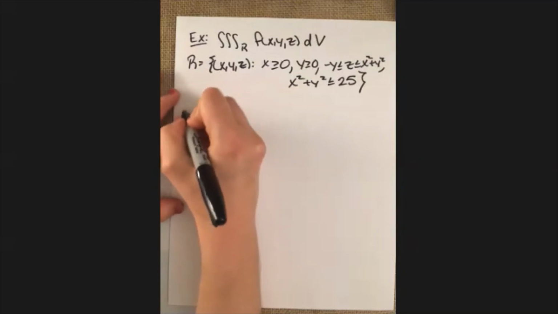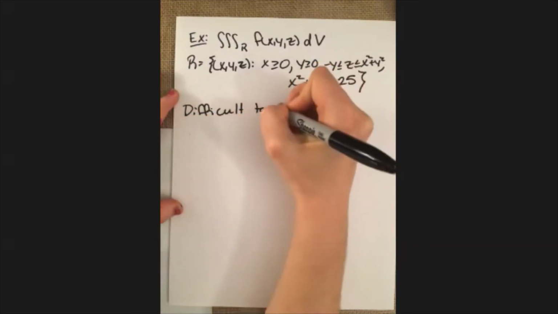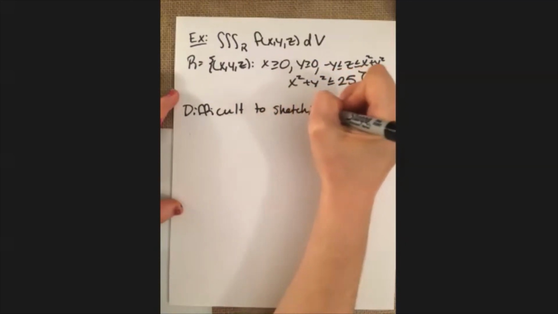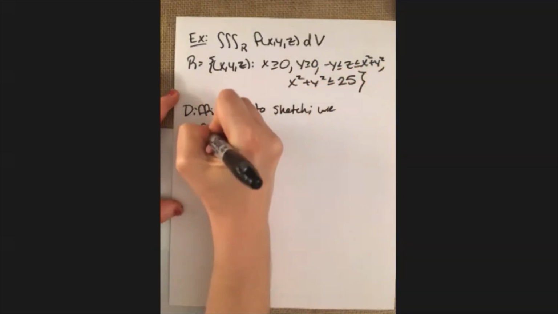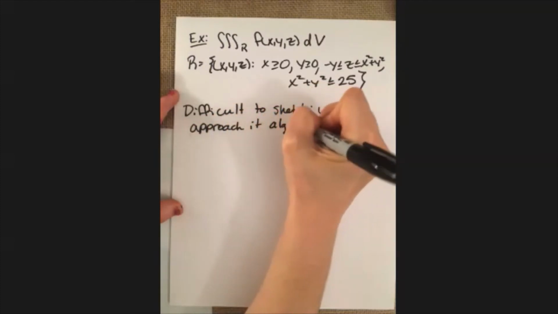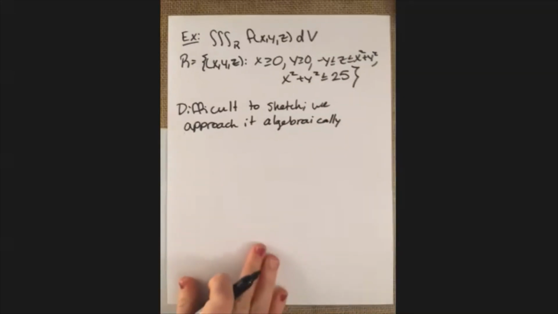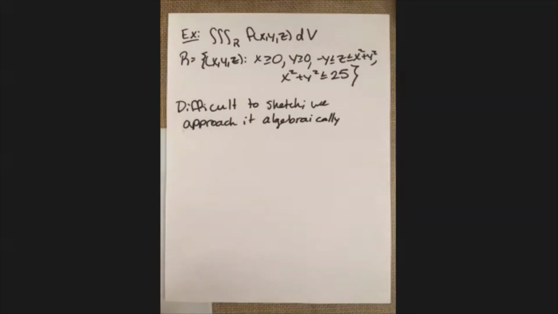So this is difficult to sketch, so we will approach it algebraically. And what do I mean by that? Well, I really just mean that we're going to take what substitutions we know and plug them in. So the question then becomes, how do we know what substitutions to use? Because we haven't sketched the region. We don't know what it looks like.